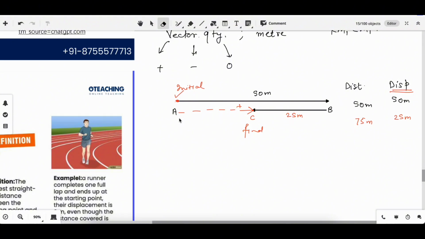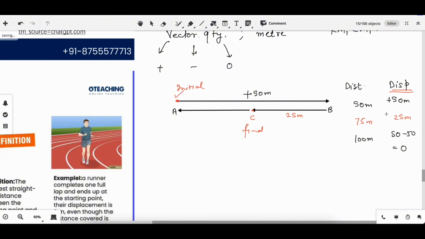Now, let me just erase it. Now, you come back to the point A, and now you are talking about the whole motion. Your distance becomes 50 plus 50, that is 100 meter. But what is your displacement? 50 positive direction, this one, and then coming back 50 in the negative direction. So that is 0. So your displacement could be 0.